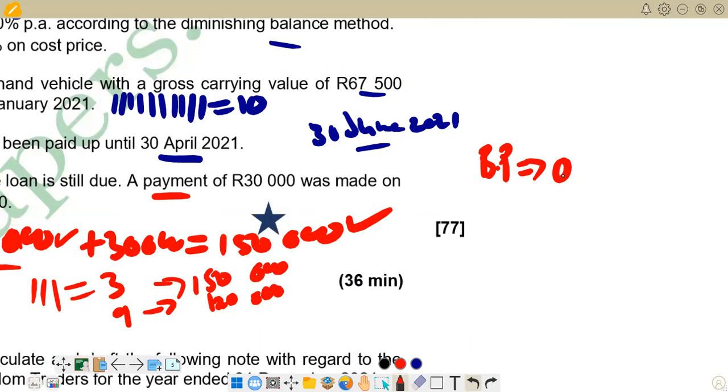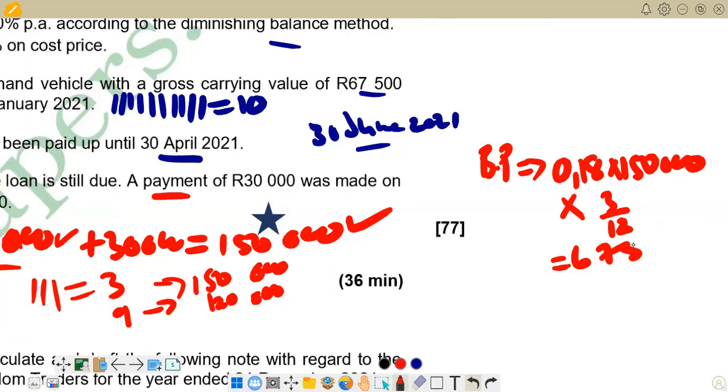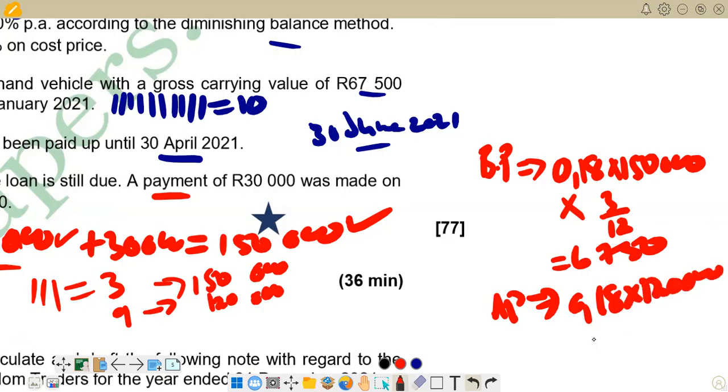0.18, which is 18% as a decimal. Then we multiply, it was 150,000 before payment. And it stayed for 3 months, 3/12. And then when we calculate that one, we are supposed to get 6,750. And then after payment, it's calculated as 0.18. It was now 120,000. And then we multiply by 9/12.